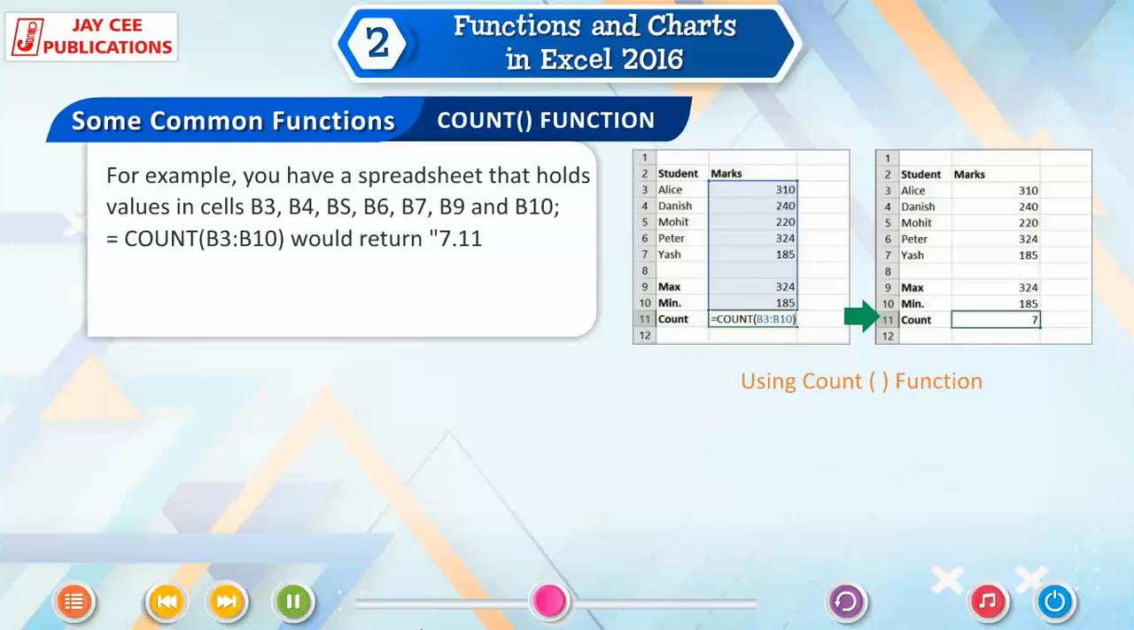For example, you have a spreadsheet that holds values in cells B3, B4, B5, B6, B7, B9, and B10. Equal to count, parentheses, B3 colon B10 would return 7.